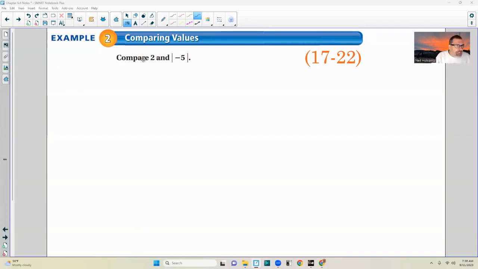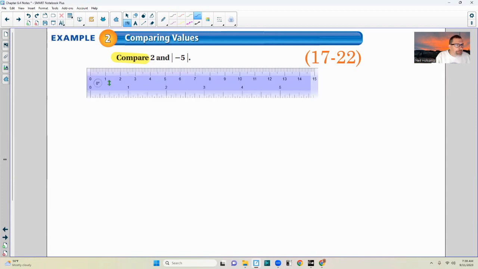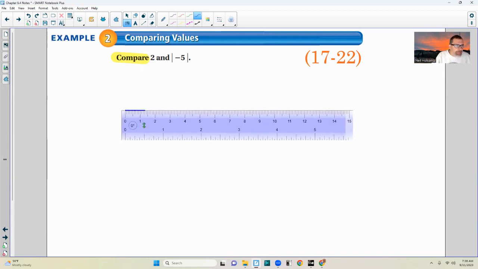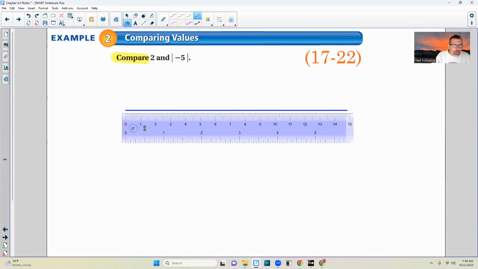Okay, example 2 says to compare 2 and the absolute value of -5. So I'm going to use my highlighter here. The keyword here is compare. How do we do a comparison? Well, we have to draw a number line, another number line, like so.